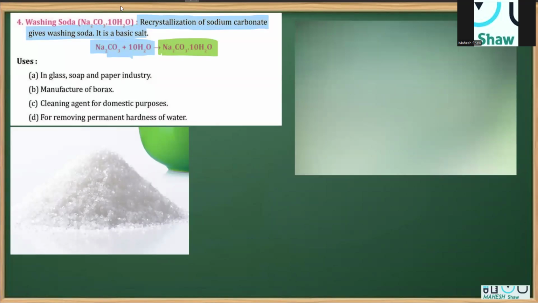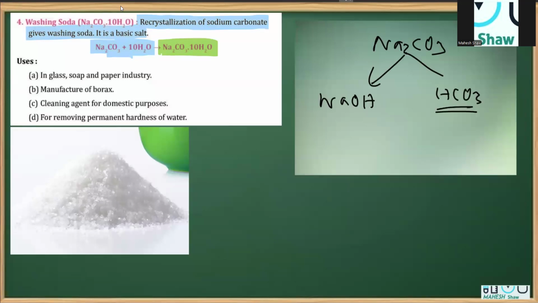Now, this is a basic salt. Well, it's easy to understand why it's a basic salt. This is Na2CO3. Clearly, the possible base from which it is made is sodium hydroxide, which is a strong base, and carbonic acid, H2CO3, being a weak acid, right? So it's made from a strong base and a weak acid, and that's why it is a basic salt.